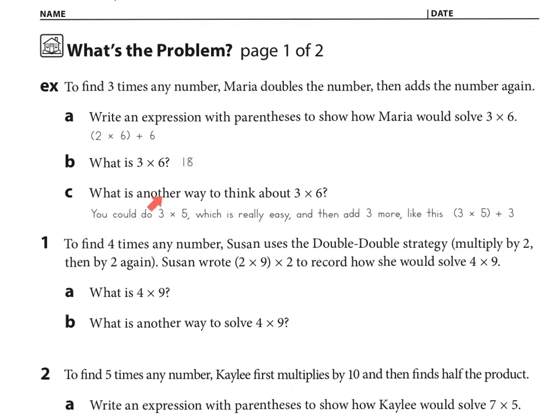And then C, what is another way to think about 3 times 6? And the student wrote, you could do 3 times 5, which is really easy. Then add 3 more like this. 3 times 5 plus 3. So let's now look at the first one together.